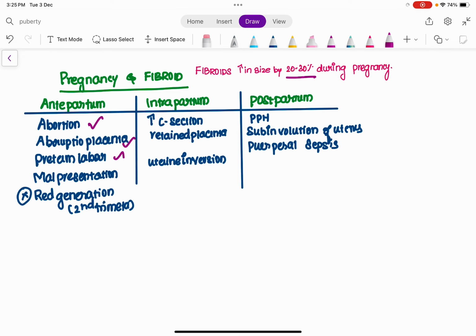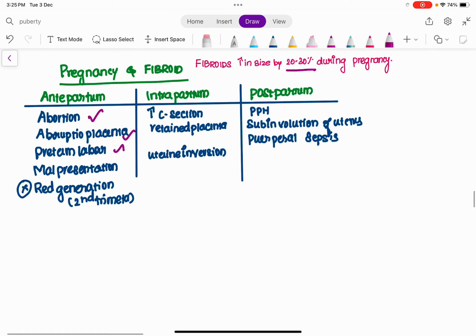There could be preterm labor. Even before the term period, term gestation, less than 37 weeks, the patient might deliver her child. So preterm labor can happen.